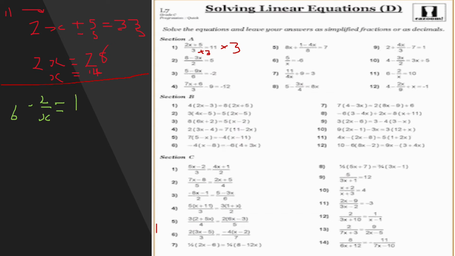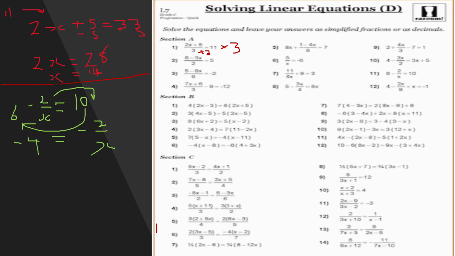Now there's multiple ways of working this out. If it was me, I'm going to bring this so it becomes a positive 2 over x to the right hand side, and I'm going to bring the 10 over to the left hand side. So I get 6 minus 10, which is minus 4. Minus 4 is equal to minus 2 over x.